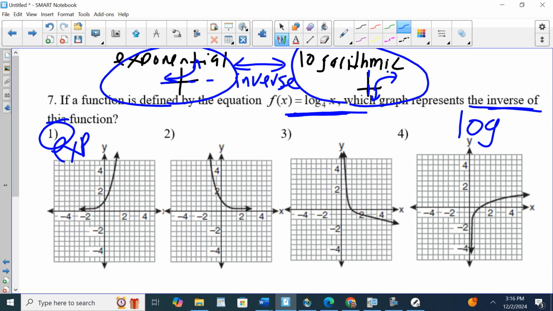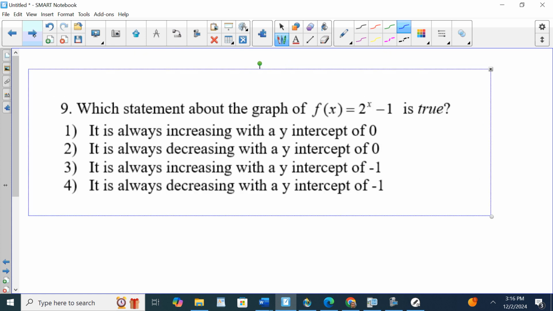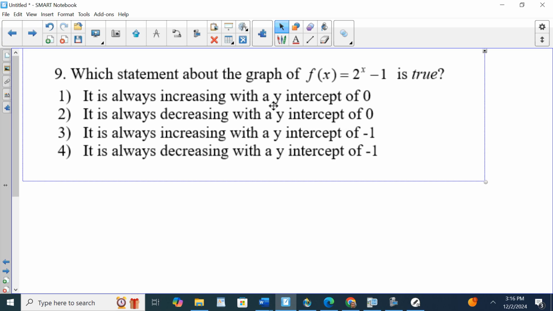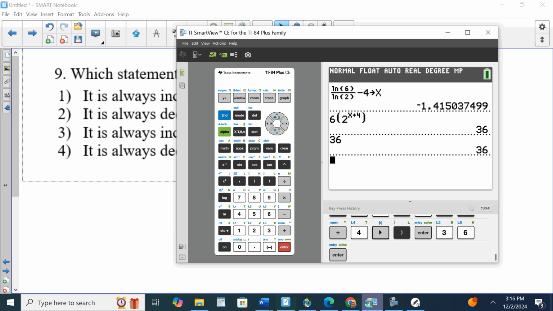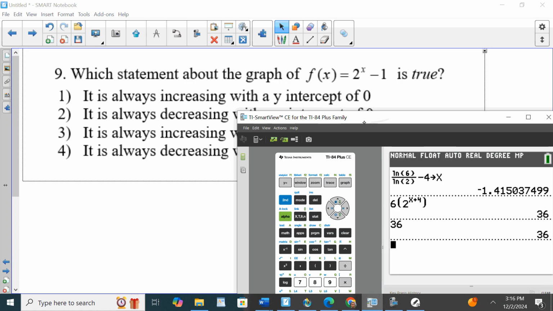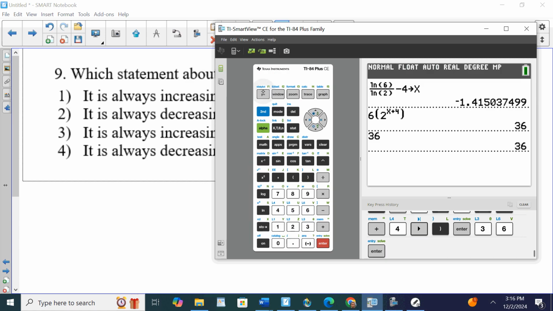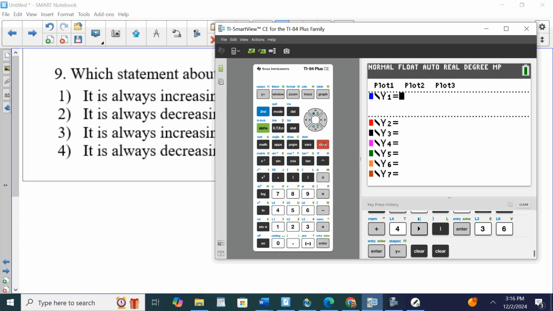So if they're asking for the inverse of log, you're looking for the exponential. If they're asking for the inverse of the exponential, you're looking for the log. Which statement about the graph is true? The best way to do this is to type it into the calculator. When it's being transformed, it can get a little tricky. So I've got 2 to the power of x minus 1.